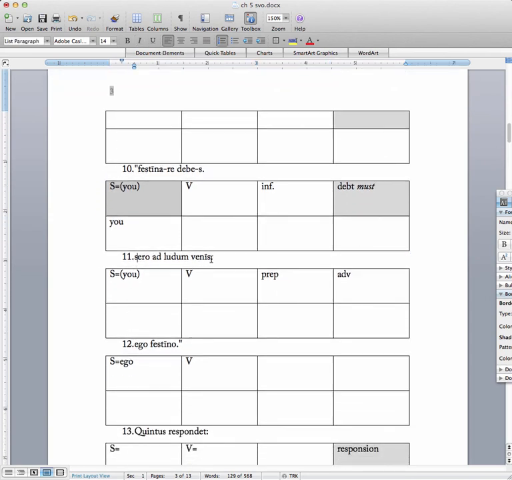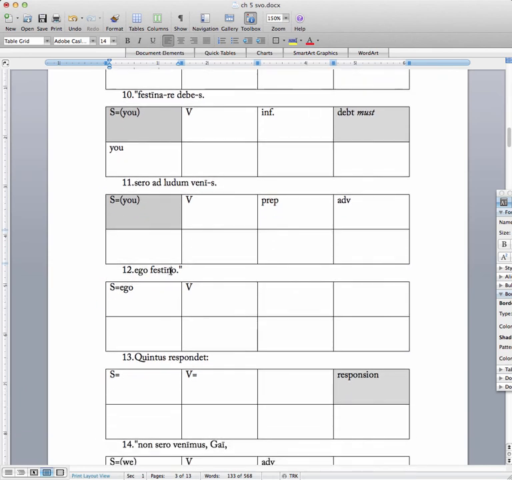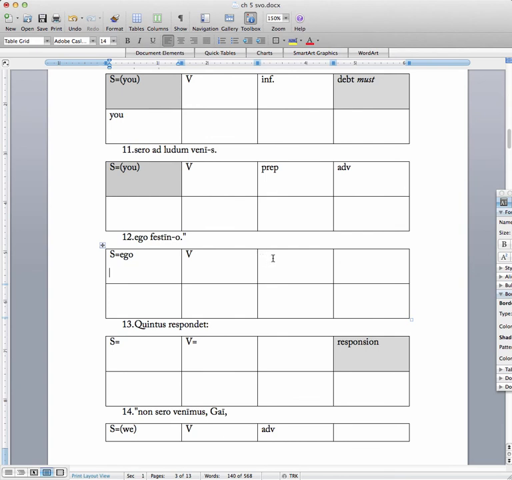Sero is an adverb. Venis, just look at number 9 and number 10 if you don't know where that goes here. The subject is taken care of already. And the prepositional phrase, you should just consult your chart, okay, to see if there's any prepositions here. In number 12, the verb ending for I is the letter O. So festino will be the verb. There's a subject that's expressed, ego, and that's all. Nothing else to fill in here.